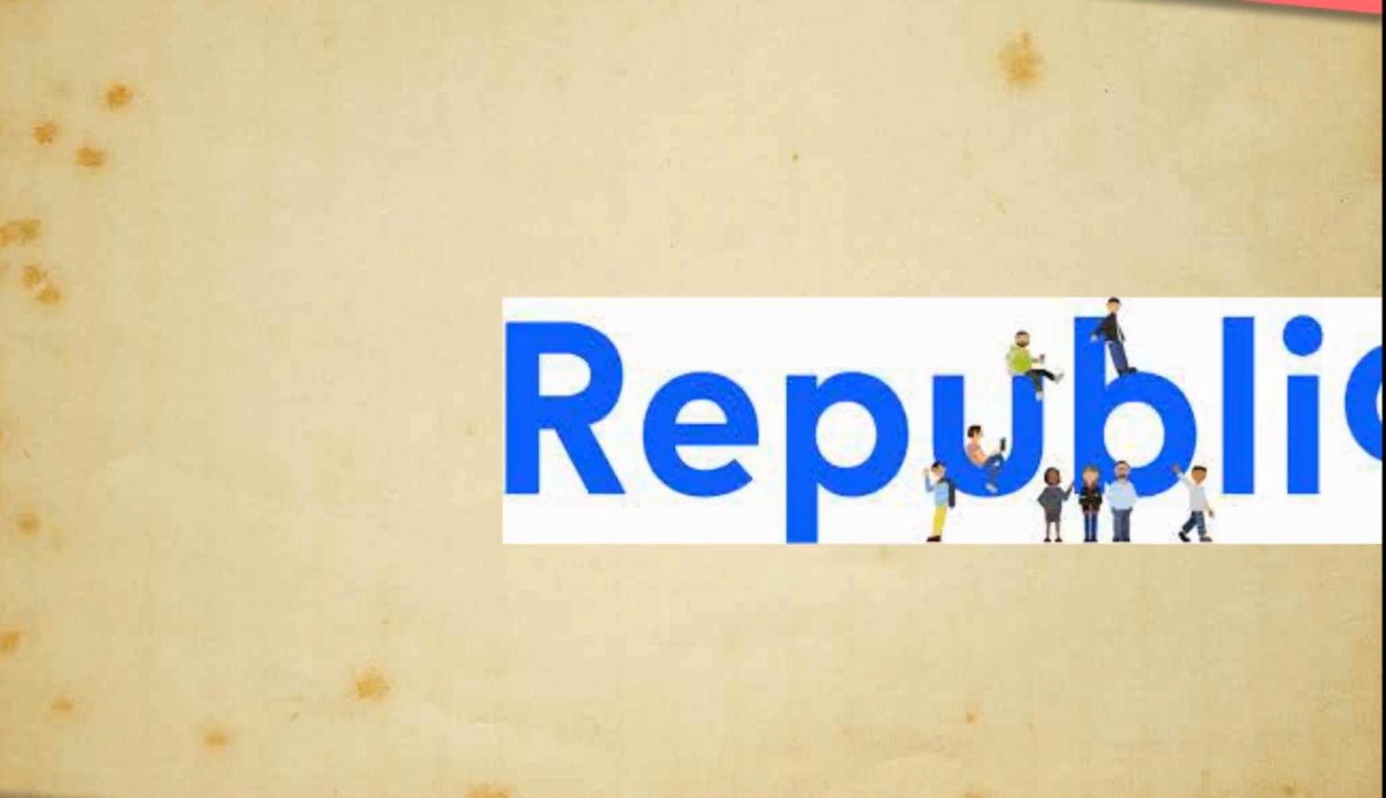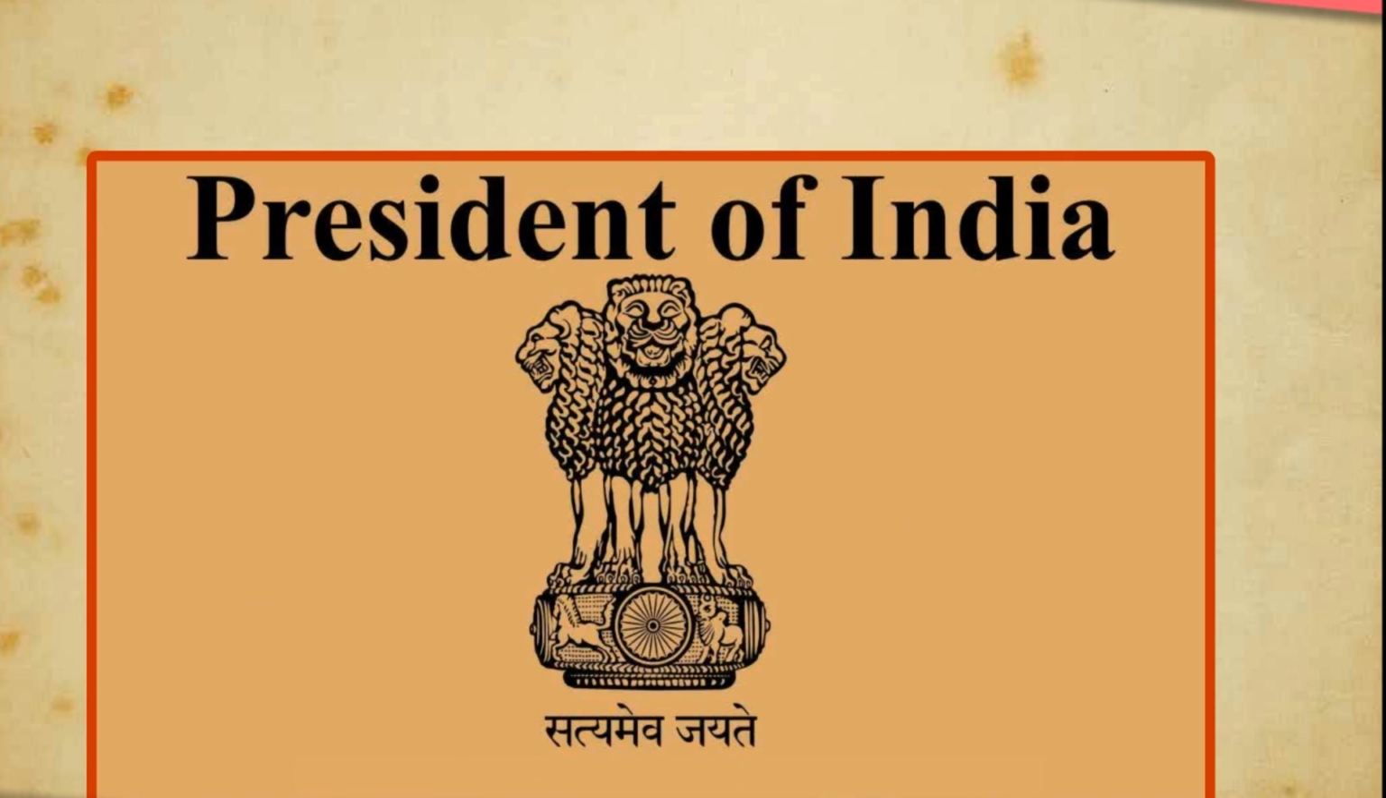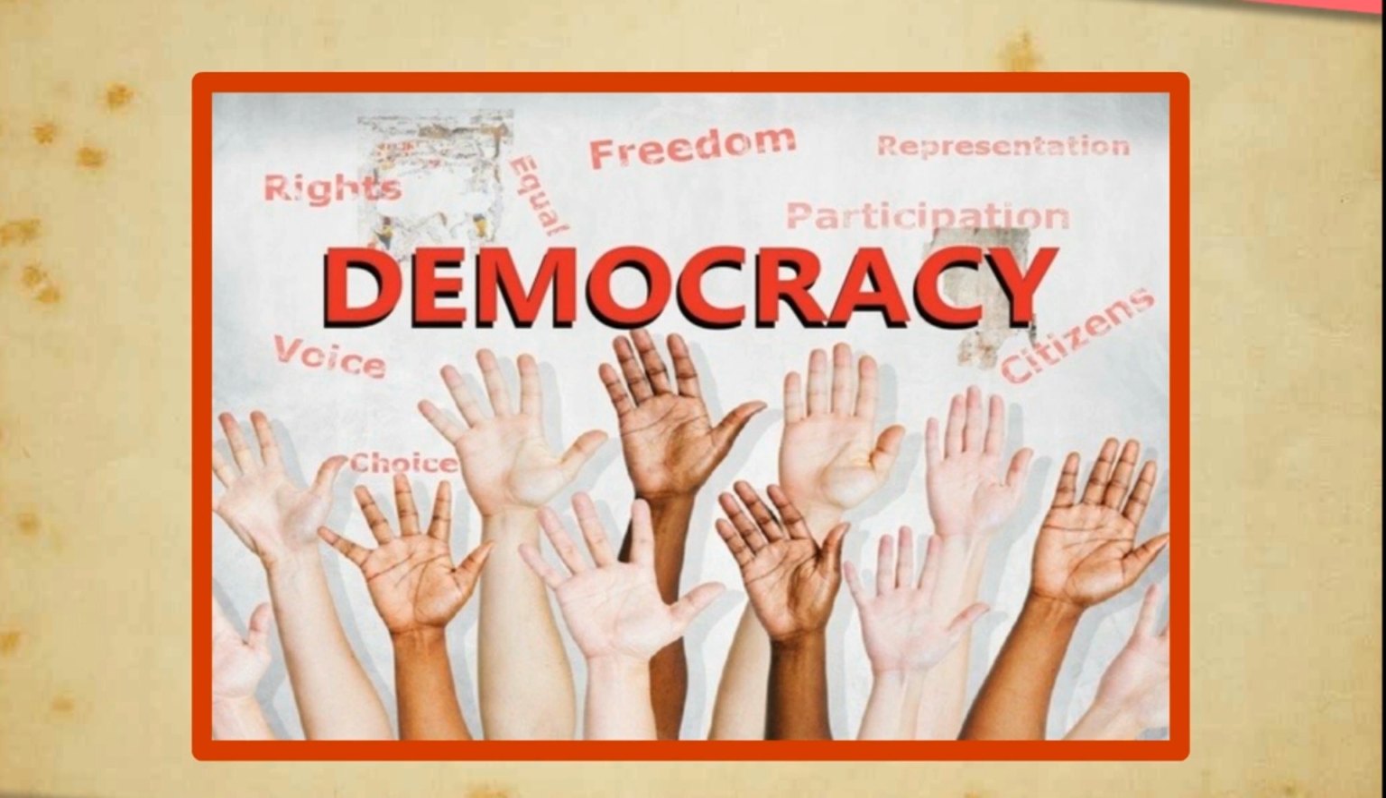Republic. A republic is a state where the head of the state is a popularly elected person. The president is the highest executive authority of the land. Democratic. We have adopted a democratic form of government.